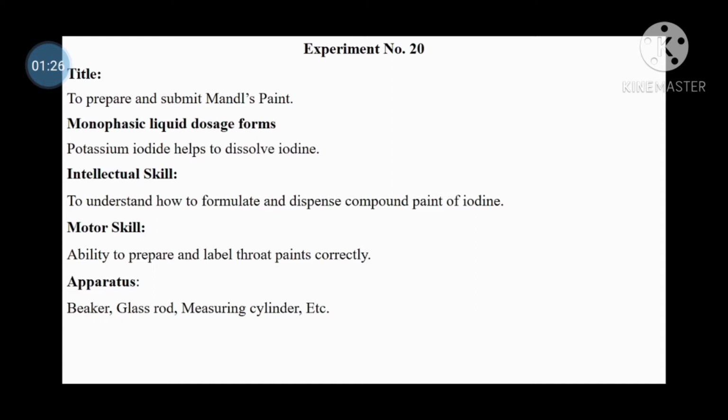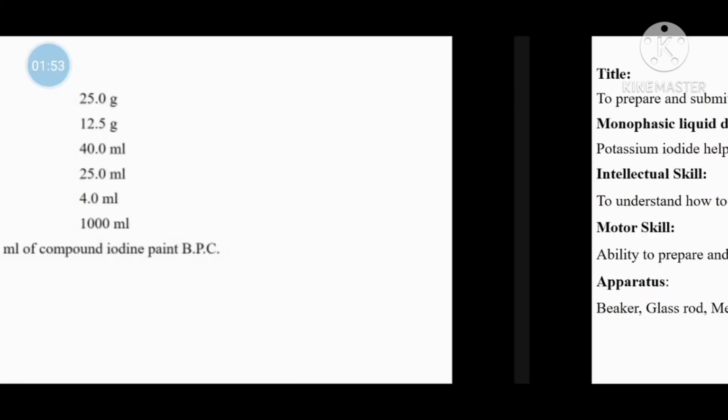The intellectual skill learned from this experiment is to understand how to formulate and dispense compound paint of iodine. The motor skill learned from this experiment is the ability to prepare and label throat paint correctly. Apparatus used for this experiment: beaker, glass rod, measuring cylinder, etc.